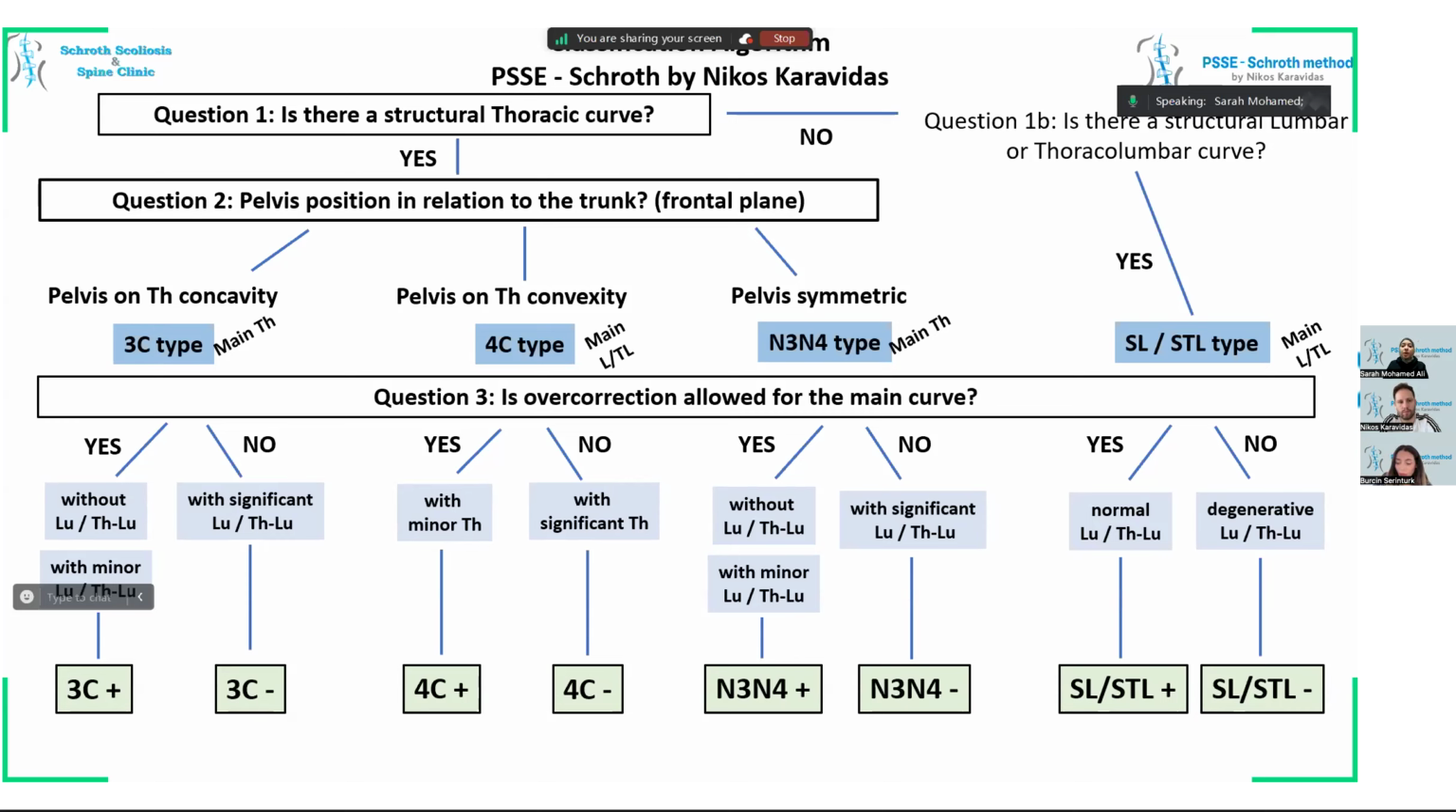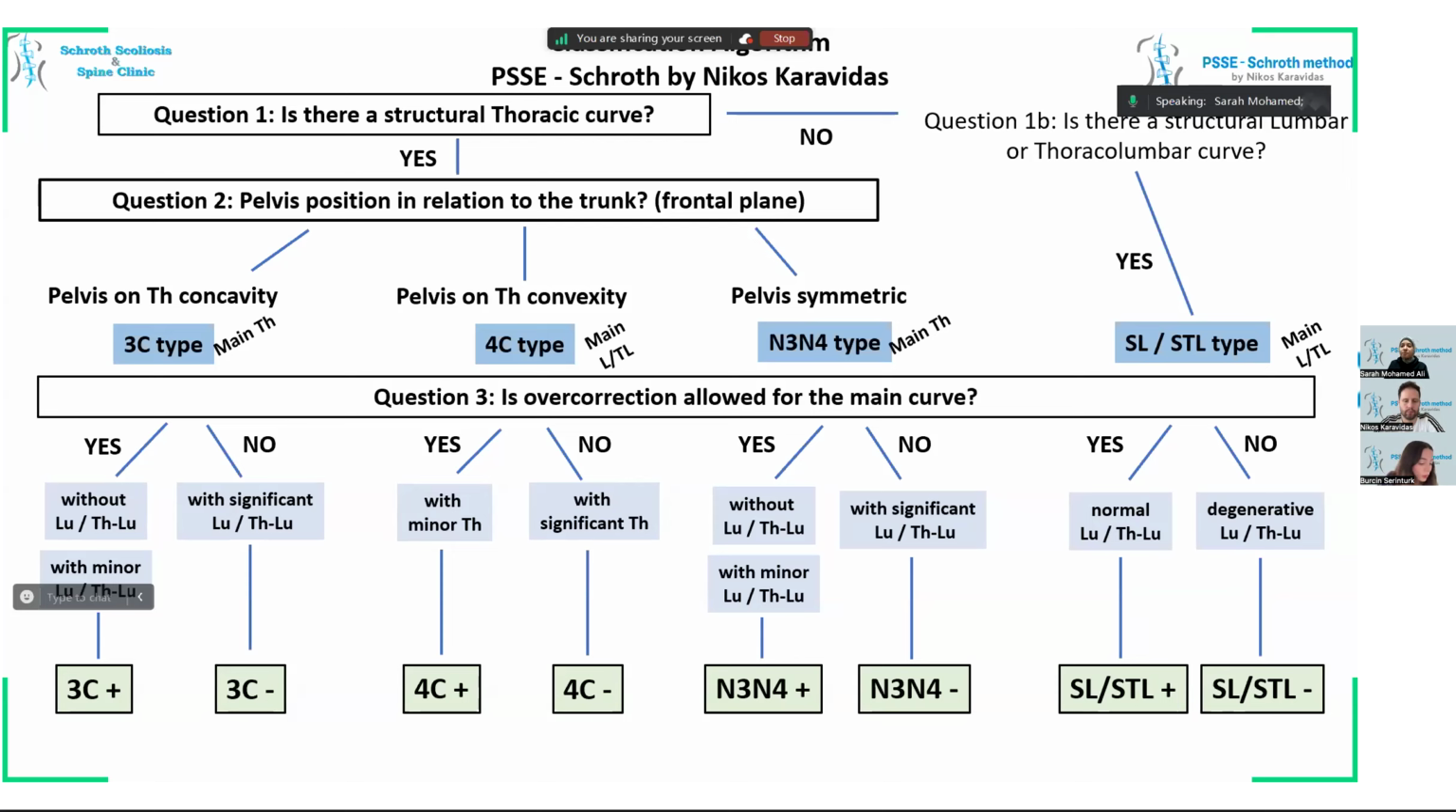The same goes with the non-3, non-4 type, with the structural thoracic scoliosis, pelvis symmetrical, with the main curve being the thoracic. If I have a non-3, non-4 plus, it means that I don't have a lumbar curve or I have a minor curve. If I have a non-3, non-4 minus, it means that I have a significant lumbar curve.